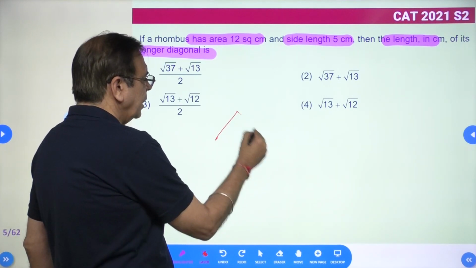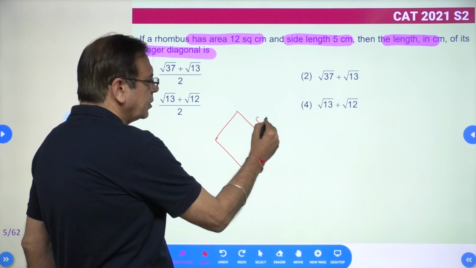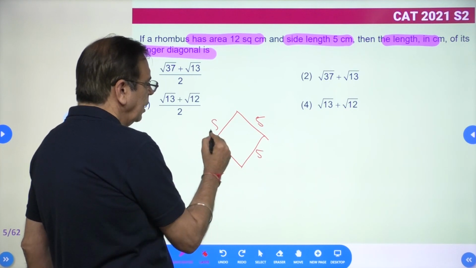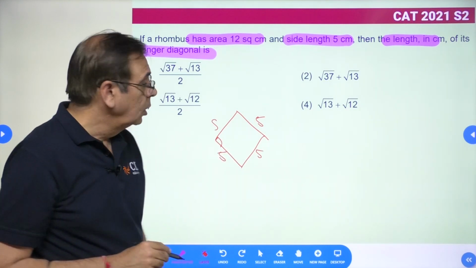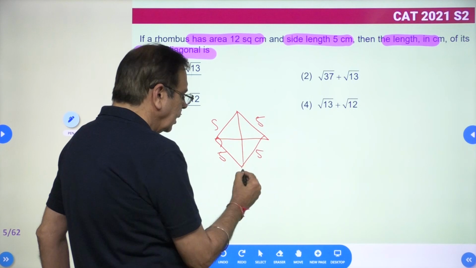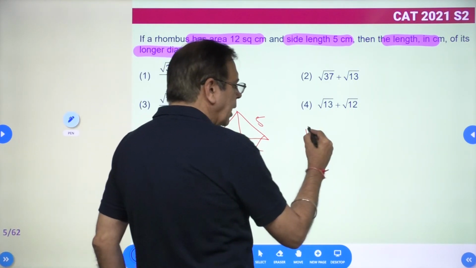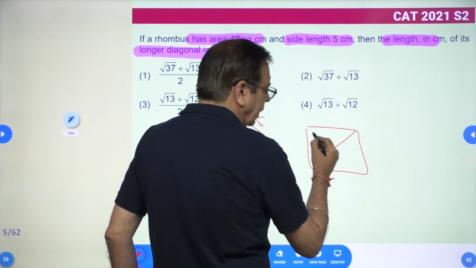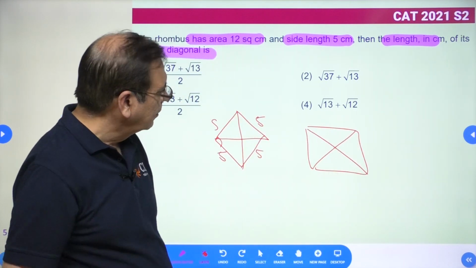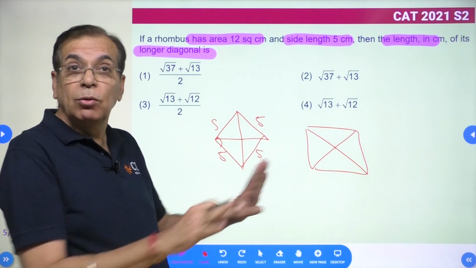Rhombus is a figure which has 4 equal sides. In this case 5 centimeter, but the angle is not 90 degree. Now what that does is the length of the diagonals become unequal. But if it is a square, square is also a rhombus with 90 degree angles. The diagonals will be equal. We will use this as we go along.